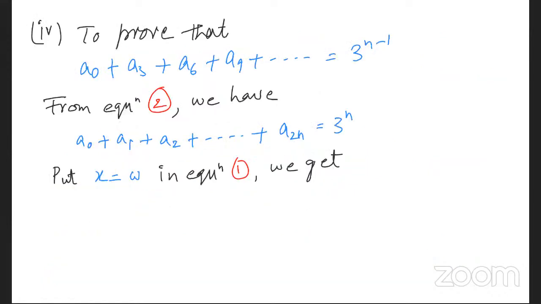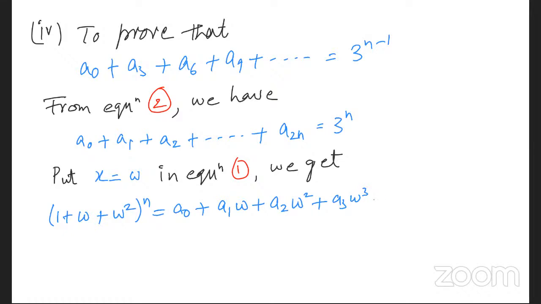So this is equals to, put x equal to omega in equation 1, we get 1 plus omega plus omega square whole power n is equals to a0 plus a1 omega plus a2 omega square plus, we'll write one more term, a3 omega cube plus so on plus a2n omega to the power of 2n.